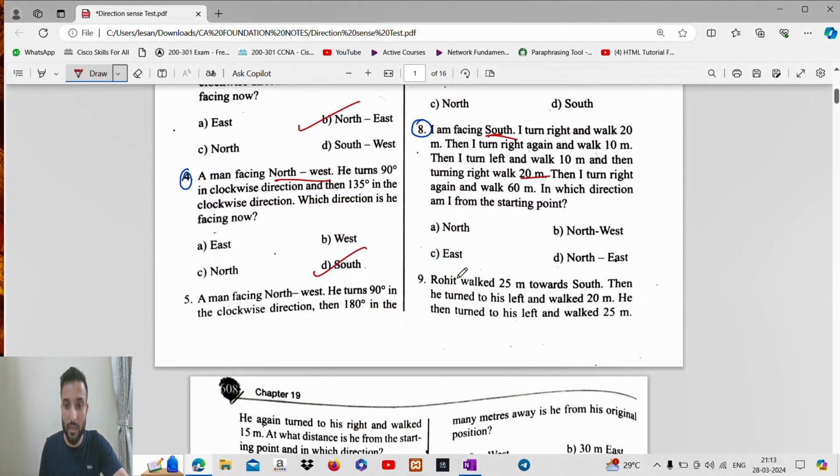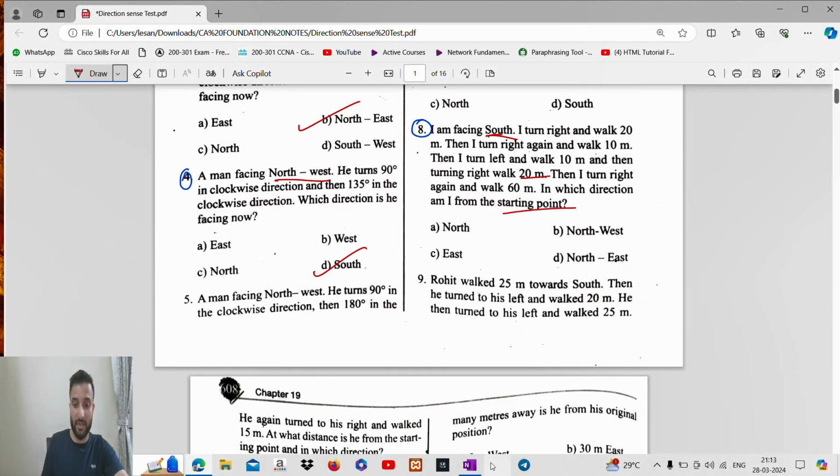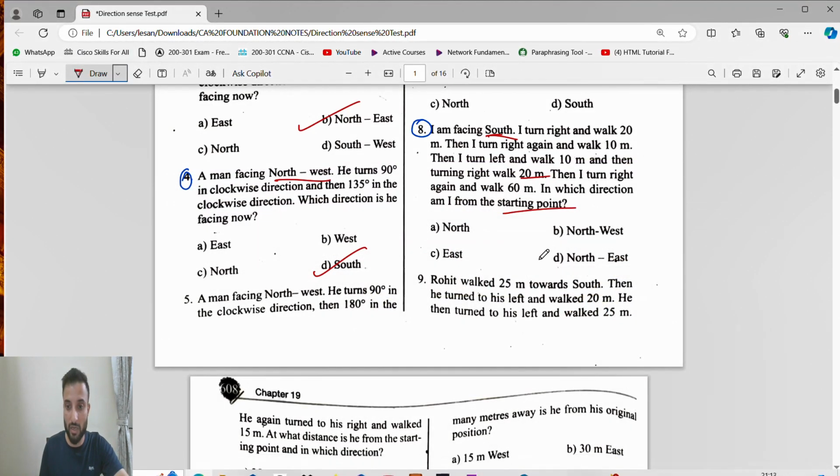अब बोल रहा है कि in which direction am I from starting point. स्टार्टिंग पॉइंट से किस डायरेक्शन में भाई. तो स्टार्टिंग पॉइंट इसका ये हो गया, ये इस डायरेक्शन में है. तो स्टार्टिंग पॉइंट से ये किस में है, नॉर्थ ईस्ट में है. तो आंसर हो जाएगा हमारा नॉर्थ ईस्ट.